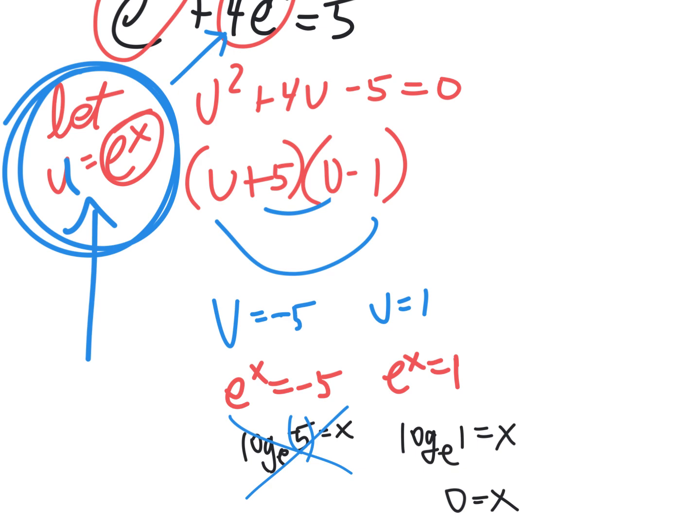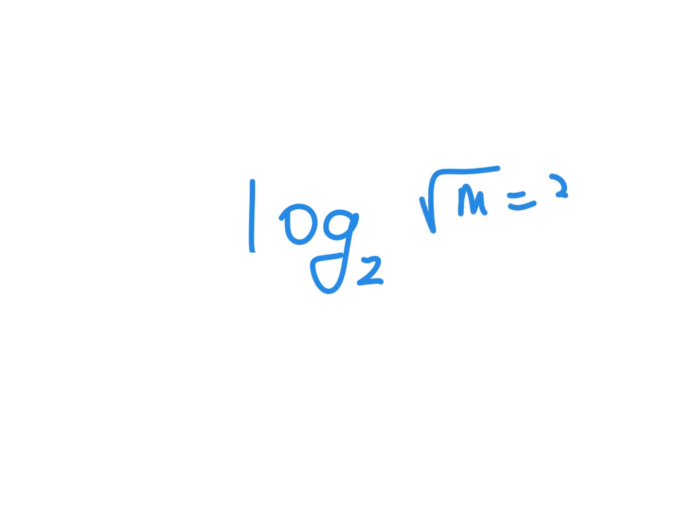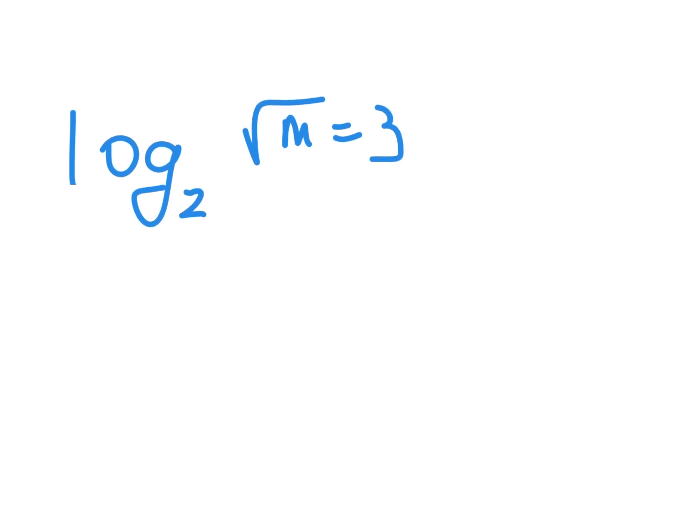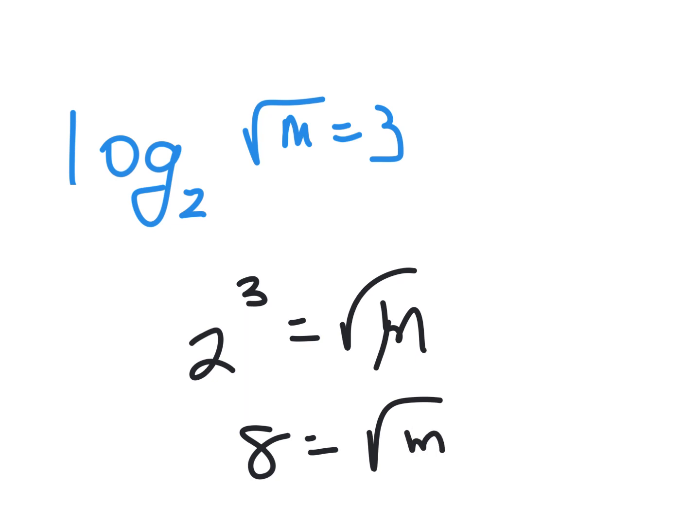Okay, so here's the next one. Really super simple, but maybe make you think a little bit. Solve. Is that an M? That's an M. Okay, at least did you know 2 to the third equals square root of m? And then 2 to the third is 8, equals square root of m.